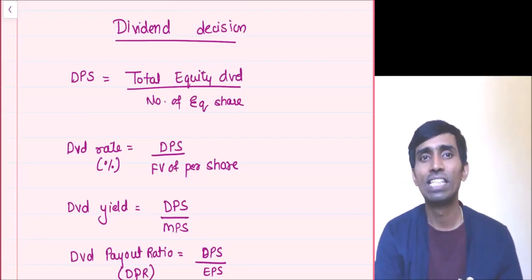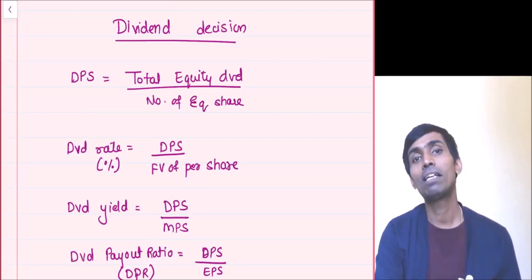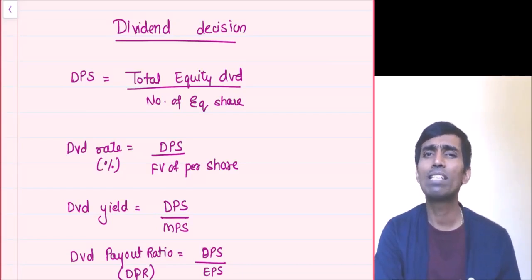So we are starting with dividend decision. Basically this chapter's name is dividend decision, but we also have to consider the valuation of shares. It means they are teaching us how you will value shares, because ultimately we are calculating the price of the share.